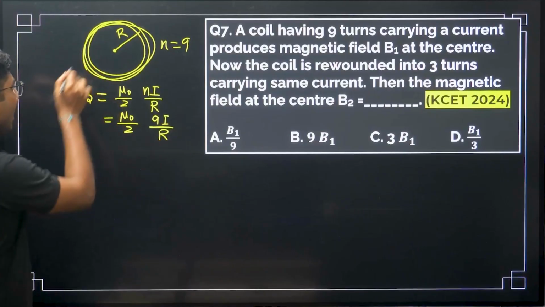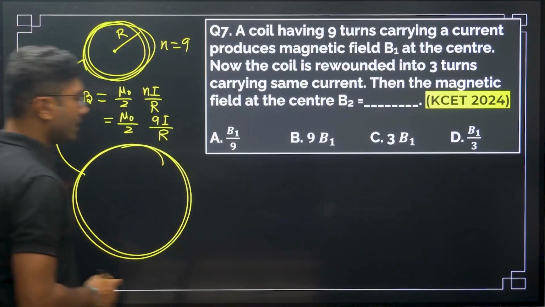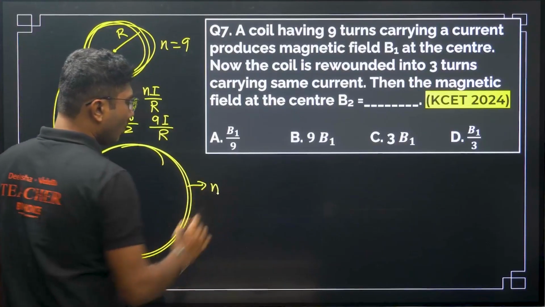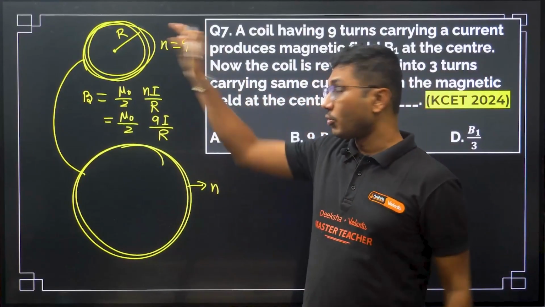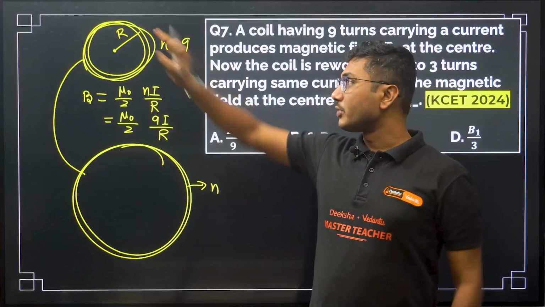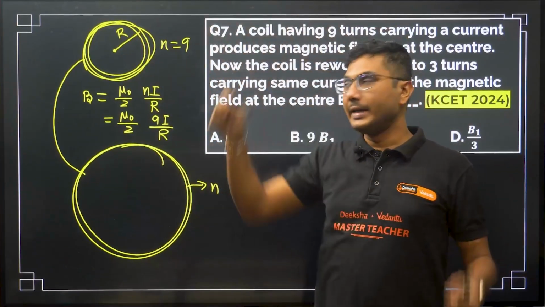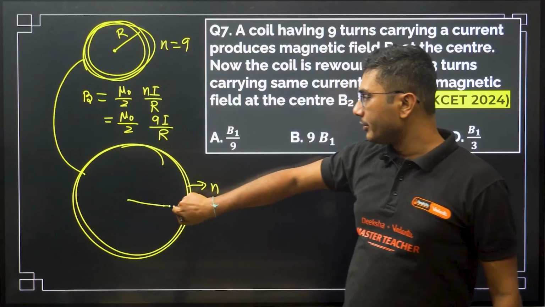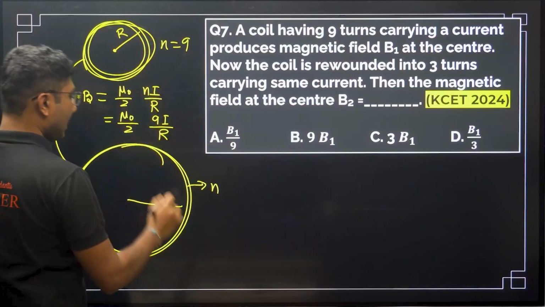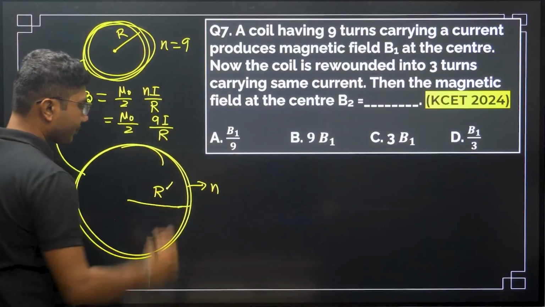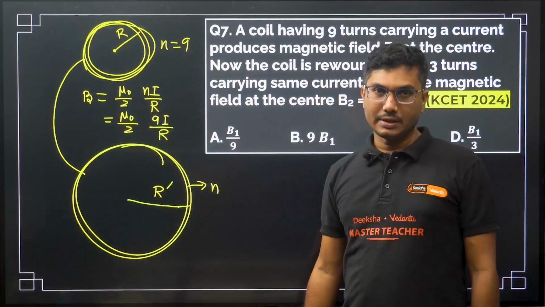Now the same wire is wound into only 3 turns. So if you change the number of turns, what will happen is that you had a smaller radius and the number of turns was more. Now if you open it and make a longer radius, then the number of turns will be reduced, right? That is the only way to reduce the number of turns. So here say it is R, now it is say R dash. Number of turns will be reduced if you increase the radius.